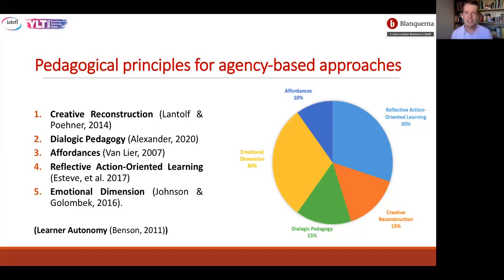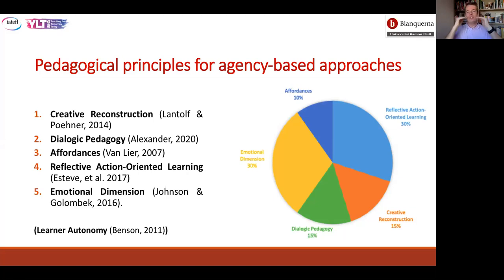And last but not least, affordances. If you allow students to express themselves from their own agency, that is, express themselves the way they are as human beings, then obviously doubts will come up and questions will arise which need to be addressed. These are affordances, and these also need to be anticipated in order to provide meaningful learning in the classroom. Now, I have not yet mentioned reflective action-oriented learning and the emotional dimension, because I will discuss these two in the practical applications I will discuss shortly after this.